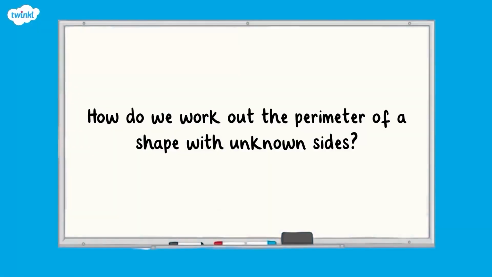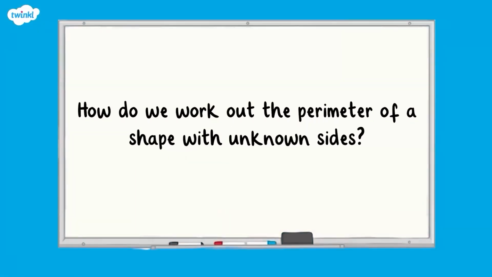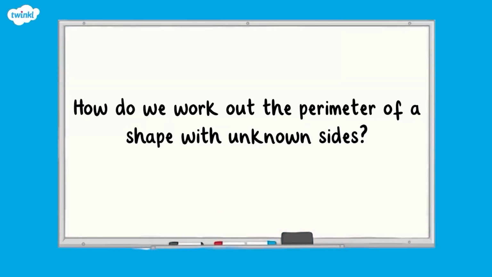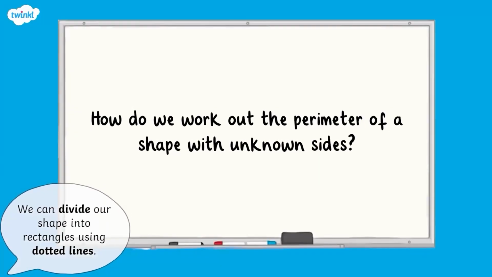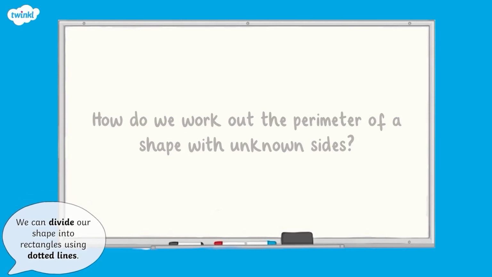So what happens if we don't know the length of every side of our shape? Sometimes we need to use the information we do have to work out the length of an unknown side. To help us, we can divide our shape into smaller rectangles using dotted lines. For example, let's look at this shape.